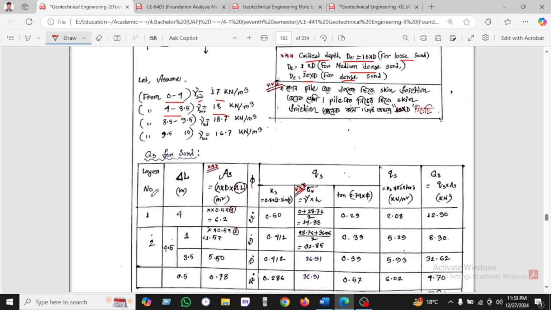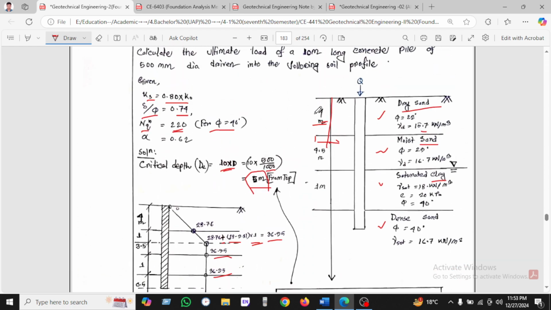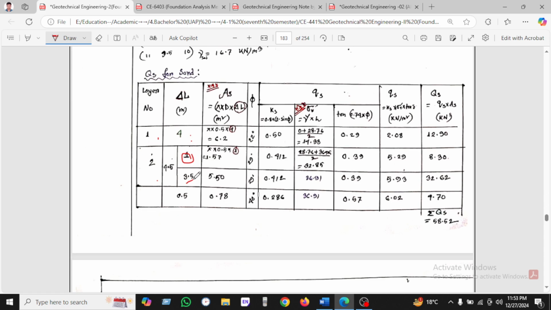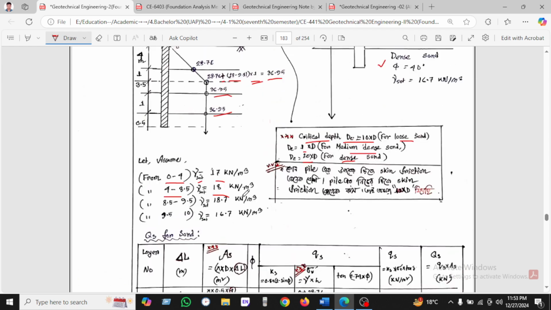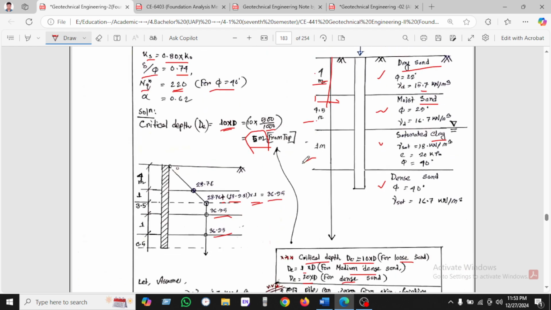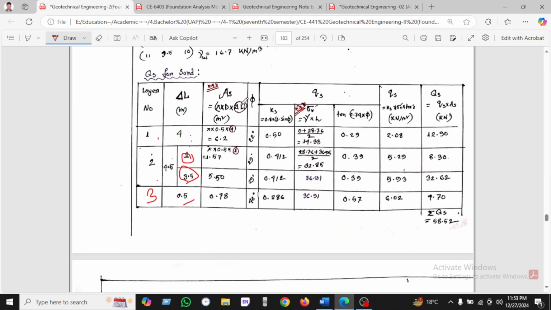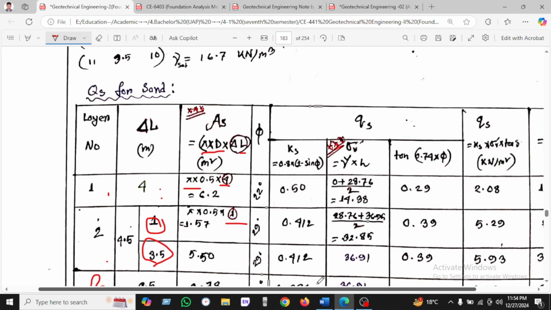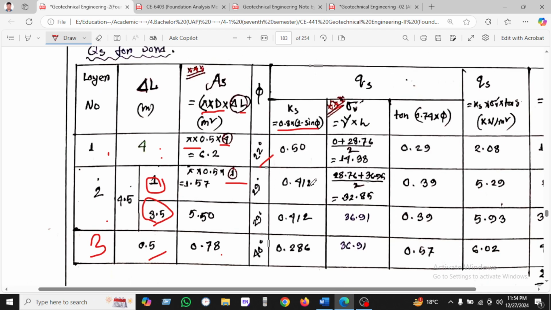So QS, we know the layer 1 and 2, this is the layer 1 and 2, and found the delta 4 and 1, because this is the critical depth of 1, and 3.5 is this layer 3, so we'll use 3, and 3.5 this is the last layer. AS is nothing but perimeter into height, which is pi d into 4 and 1, and in this way we will calculate here. And phi is given here, k is equal to 0.80, 1 minus sin phi is given here, all the phi is given here, and putting all this below.